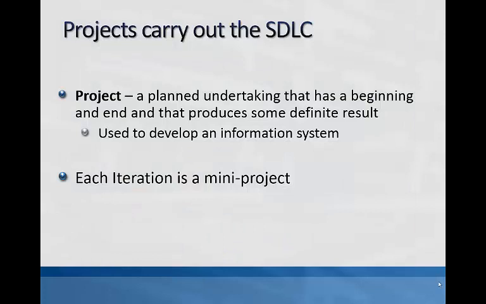The SDLC is a general description of how to build a system. The steps of an SDLC are carried out as a project. A project is a planned undertaking that has a definite beginning and a defined ending, and it produces a specific outcome or a result. An overall project will develop the entire system. However, each iteration is a mini-project. It starts, it ends, and it produces something.